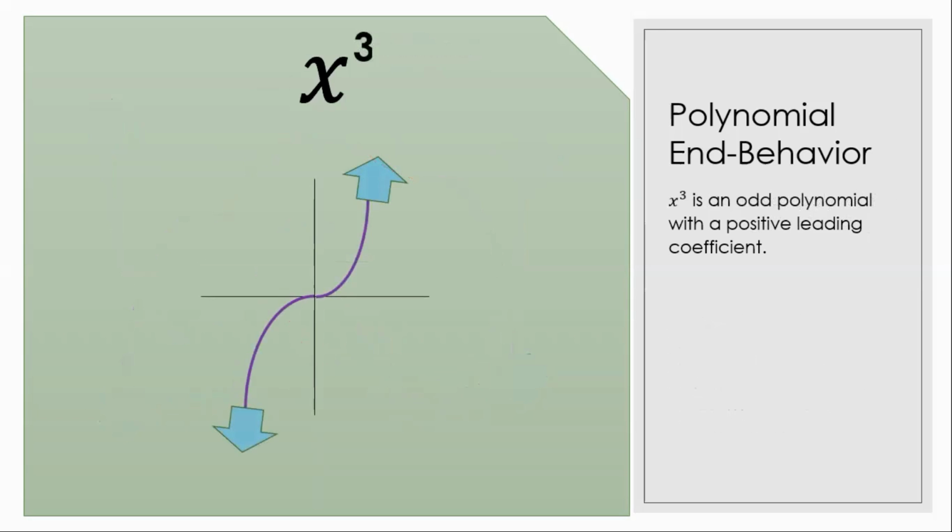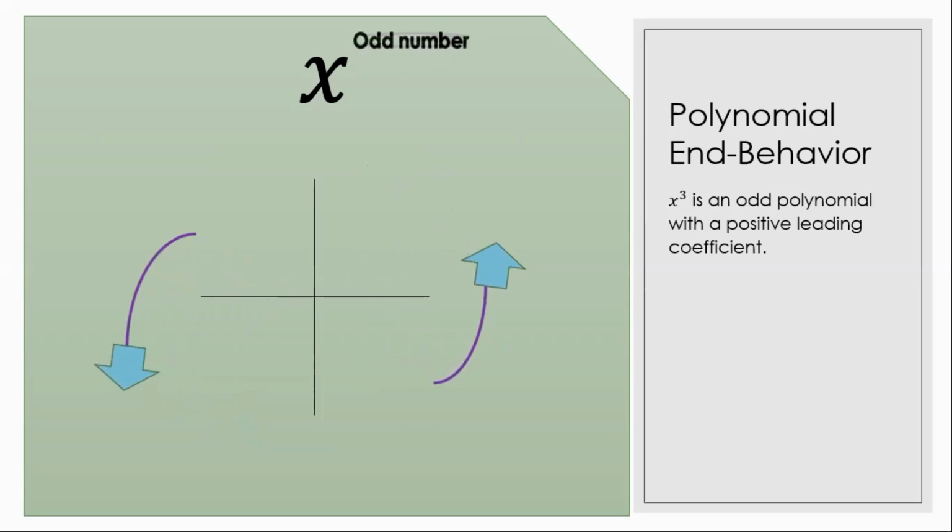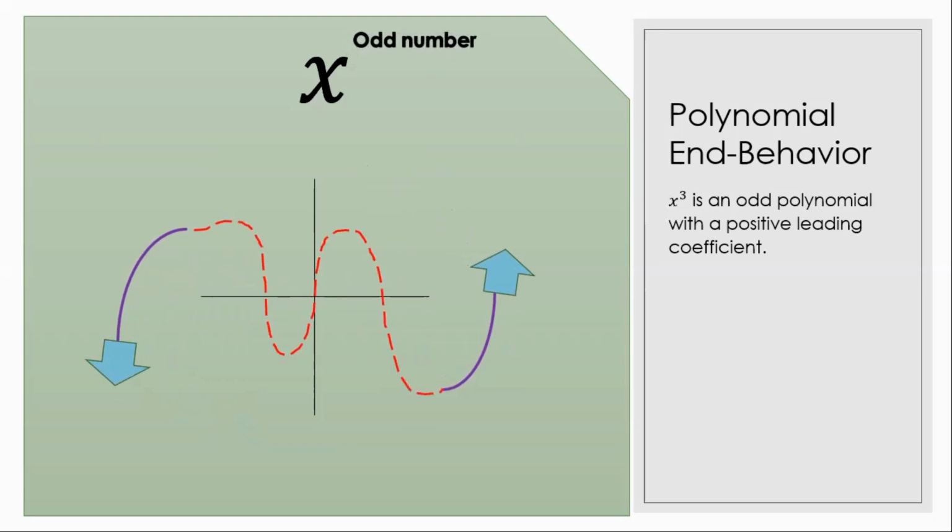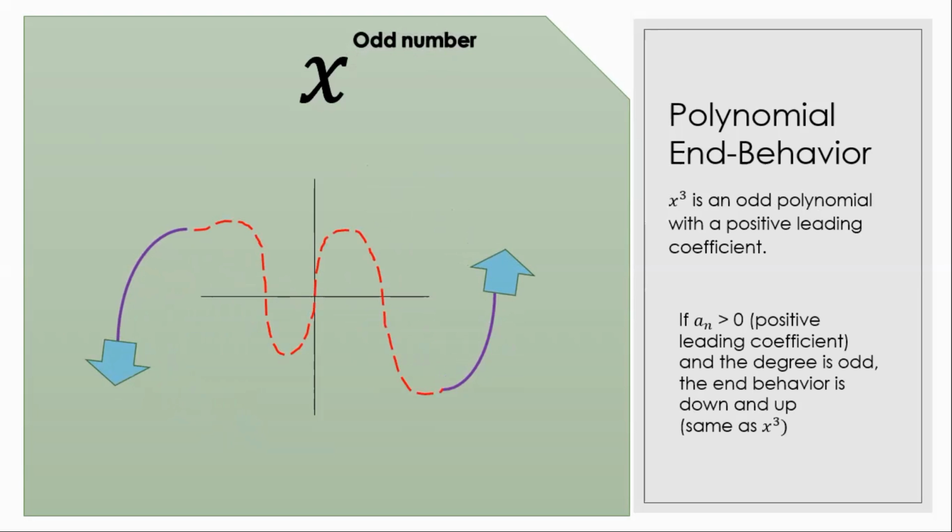Next, we can look at x cubed. It's an odd polynomial with a positive leading coefficient. And if we convert that to, say, x to any odd number at all with a positive leading coefficient, again, we don't know what's going to happen in the middle there, we do know that the end behavior will be down and up, just as in x cubed.